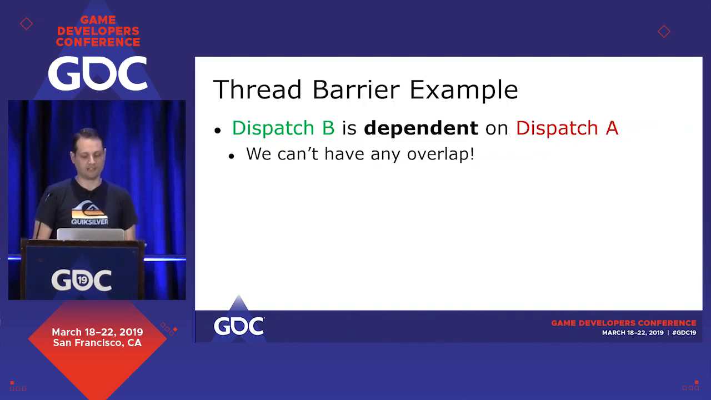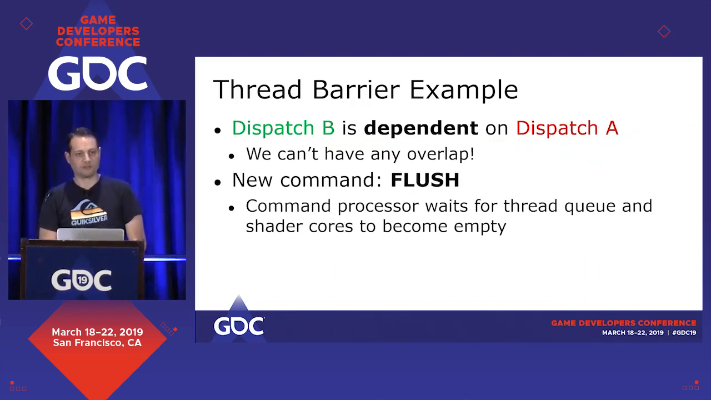Basically, dispatch B is going to read the results of dispatch A. Because of this, we can't have any overlap, right? Because we want to avoid race conditions. So we'll introduce a new command, which we'll call flush. This flush command will cause the command processor to just spin and wait for the thread queue and the shader cores to become completely empty. It won't process any further commands until all the current threads in flight run to completion.